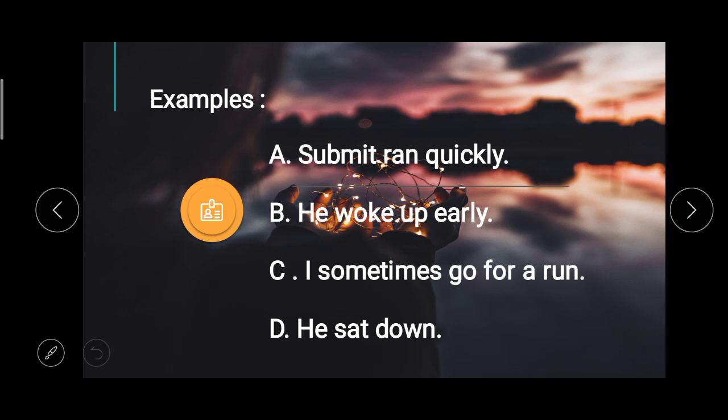So students, in number one, Sumit ran quickly. You can see the word quickly. It is describing the verb ran, telling us how the action has taken place. In number two, the word early describes the verb woke. It is telling us the time when the action takes place.